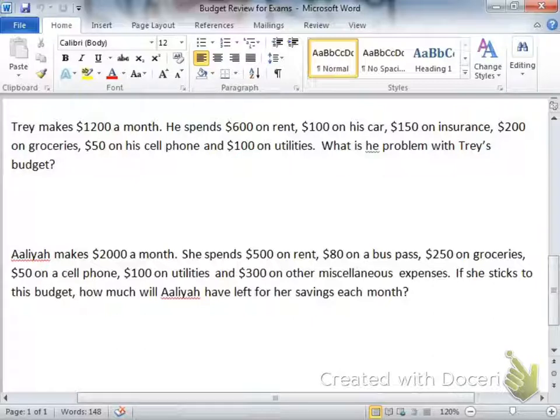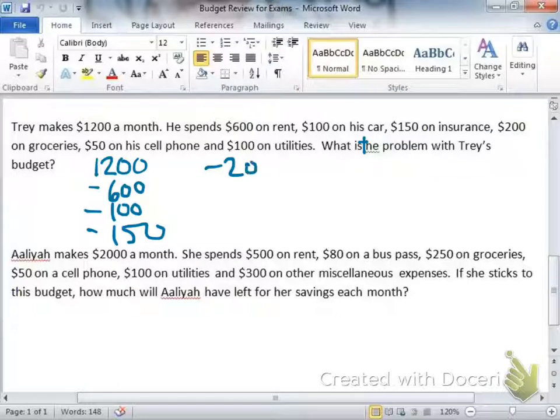What is the problem with his budget? Taking all his money. Yeah, what happens when you take his income and you subtract all these things? You get nothing. So what is wrong with his budget? He's paying way too much for something.